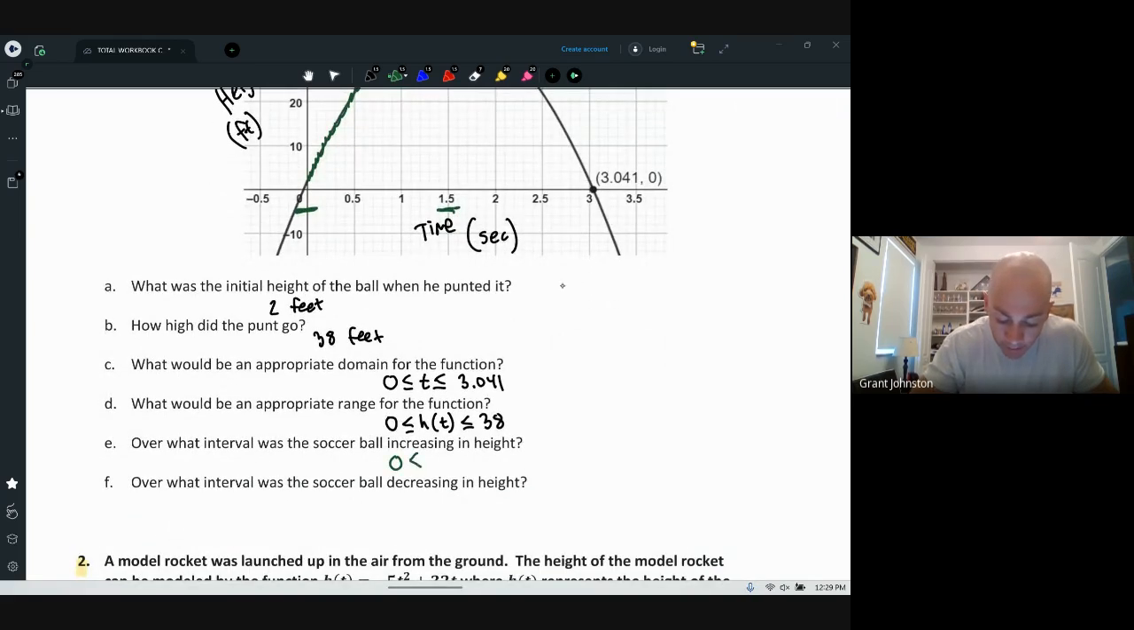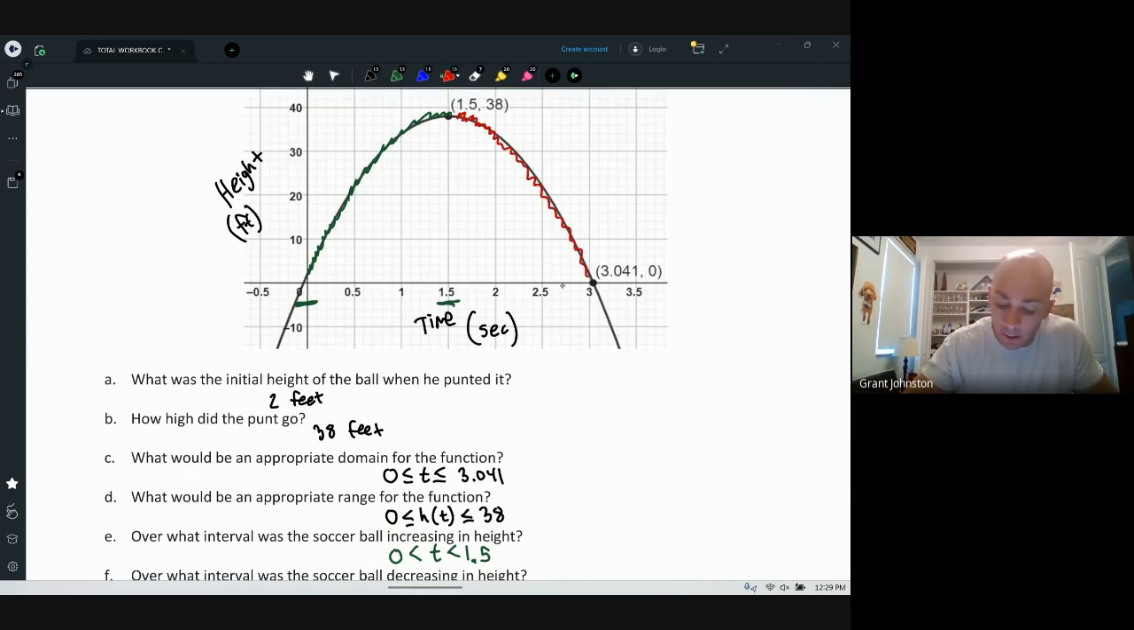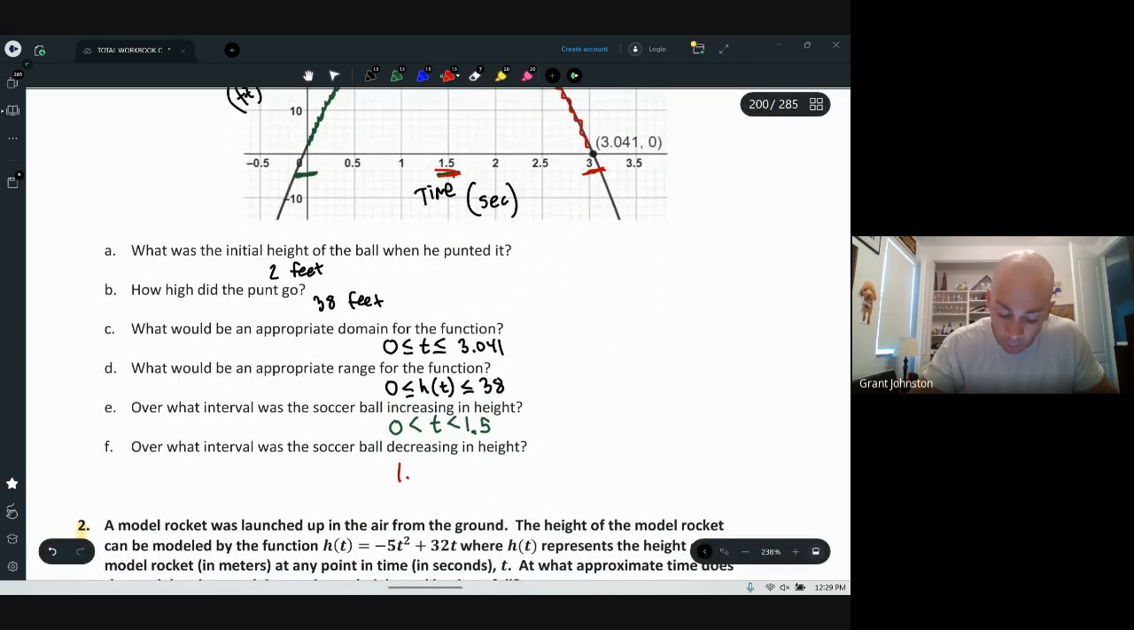So when the time is between 0 and 1.5 seconds, and then it decreases from 1.5 seconds to that 3.041 seconds. So when time is greater than 1.5 seconds, but less than 3.041.